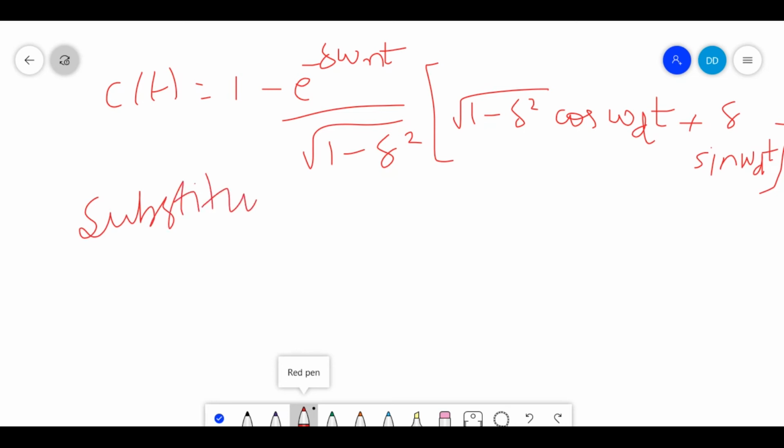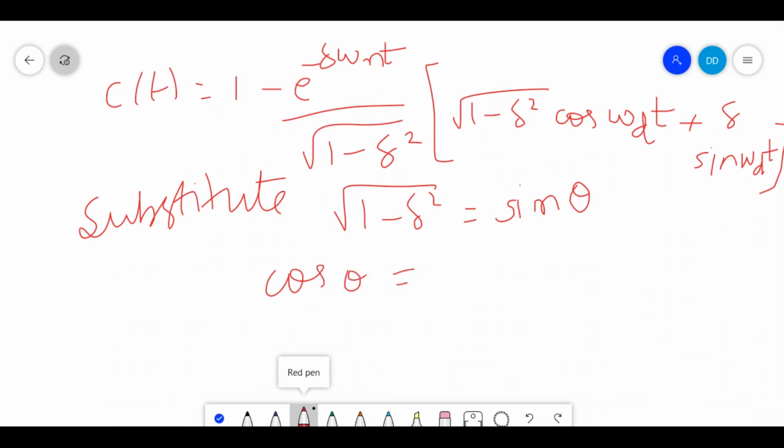So we substitute root of 1 minus delta square as sin theta. Therefore, our cos theta is equal to delta, or our tan theta becomes root of 1 minus delta square by delta.